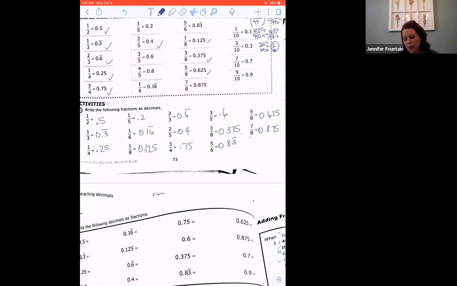2/5 is equal to 0.4. 3/4 is equal to 0.75. 3/5 is equal to 0.6. 3/8 is equal to 0.375. 5/6, like we looked at, is equal to 0.83 repeating. 5/8 is equal to 0.625, and 7/8 is equal to 0.875. All right, go ahead and take a break.